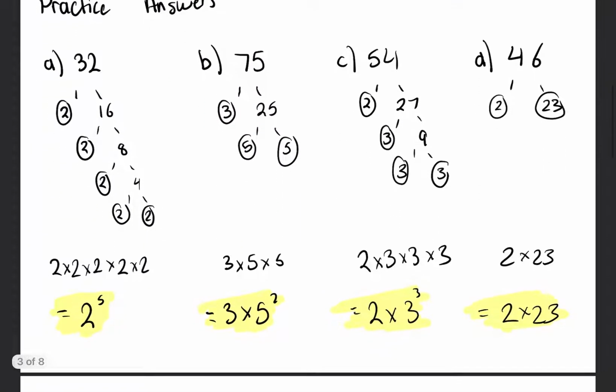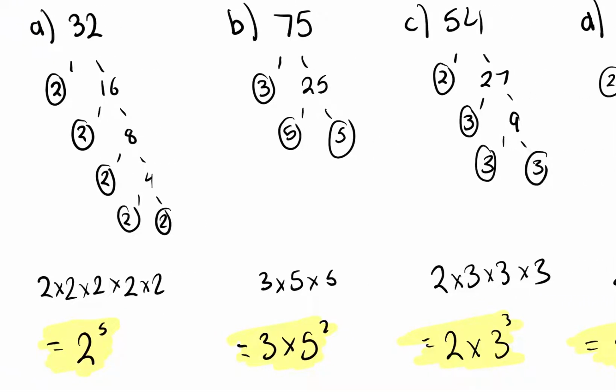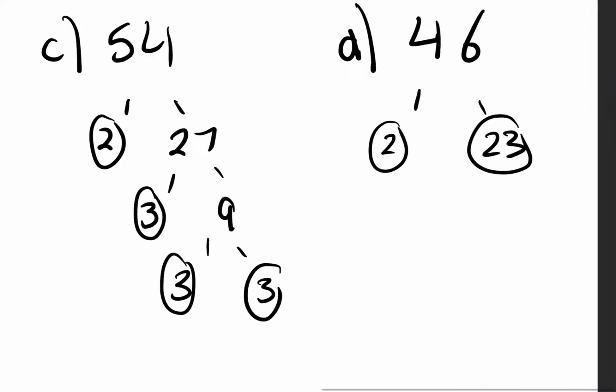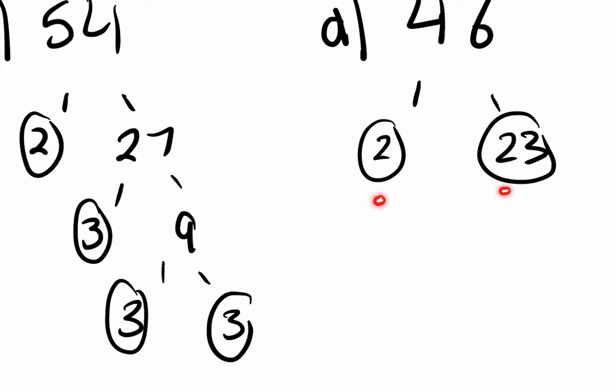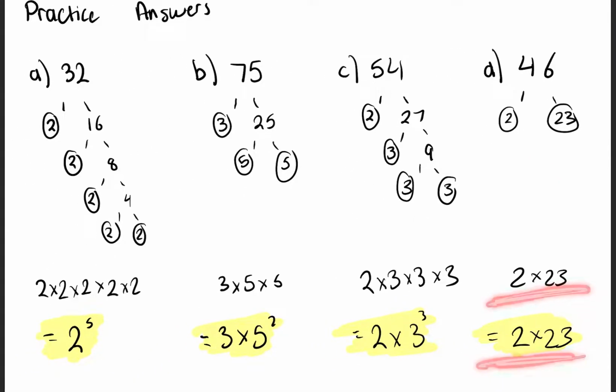Here are your answers. So again, 32 is a power of 2 the whole way: 2, 2, 2, 2, 2. 75 was 3 times 25, and then 5 times 5. And then we got 3 times 5 times 5, and then 3 times 5 squared. 54 was 2 times 27, and then 3 times 9, and then 3 times 3. And there we are. And this one, don't get caught out on it. 2 times 23, both prime numbers, we're done. 2 times 23, no simplification.